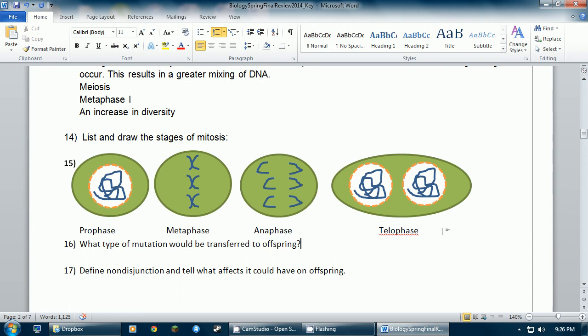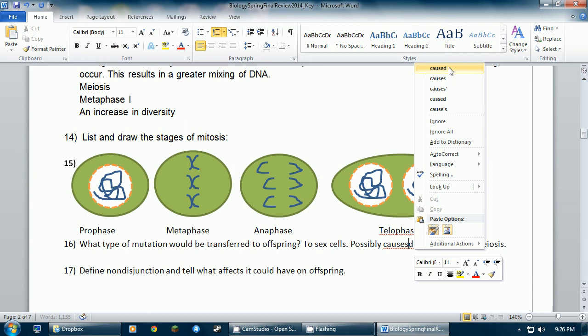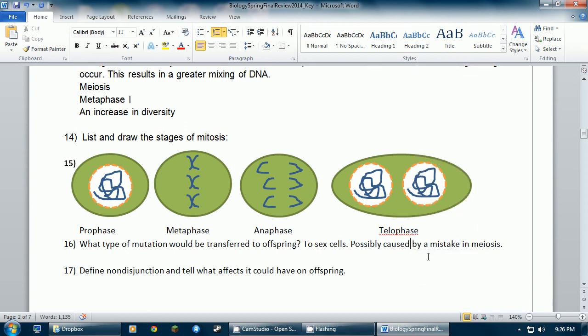That's because a mutation during mitosis has nothing to do with your sex cells. A mutation that is transferred to offspring must occur in your sex cells. So it must be two sex cells, possibly caused by a mistake in meiosis. And that is going to be our most common cause during meiosis, because we do try to protect our DNA. That's why it's buried inside of us. It's probably important to wear pants, stuff like that.